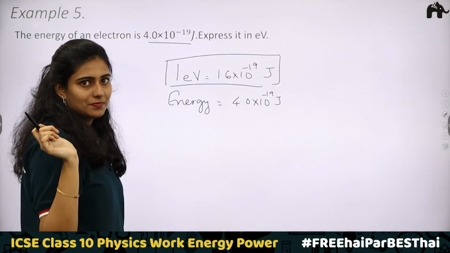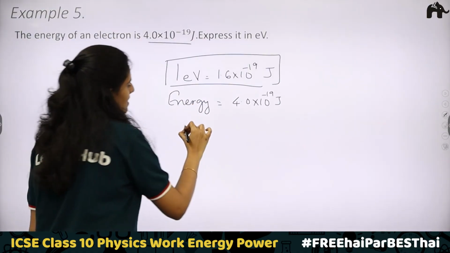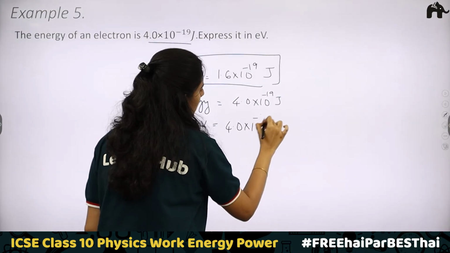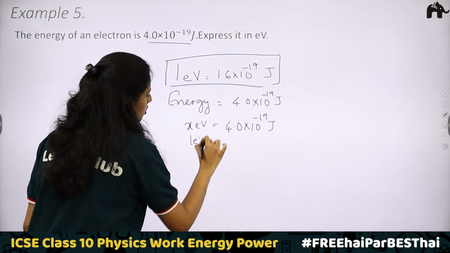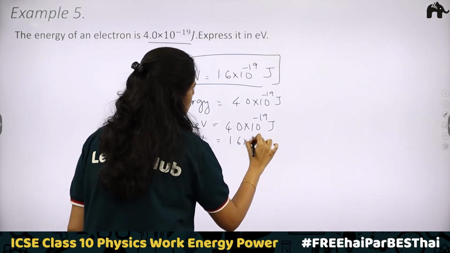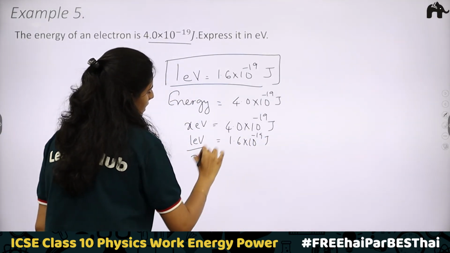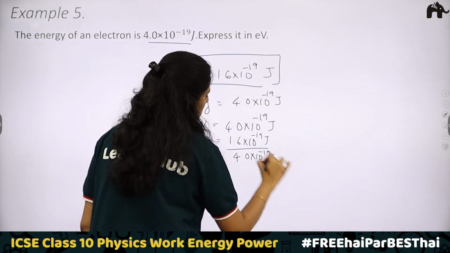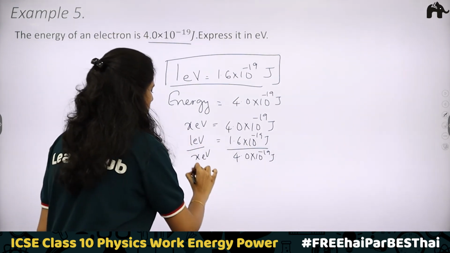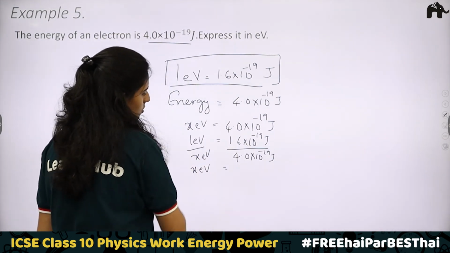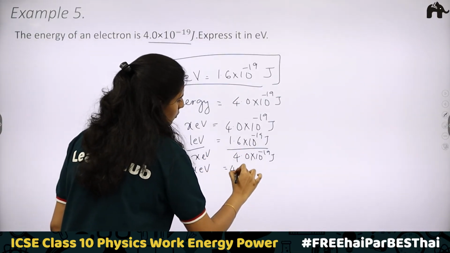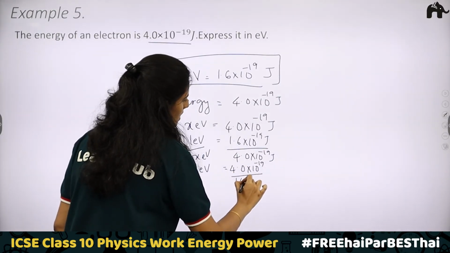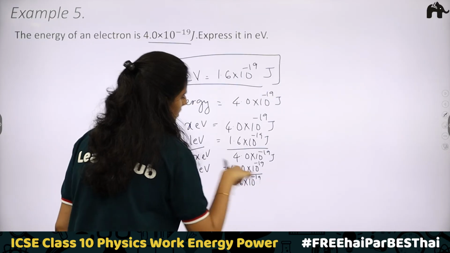How to find? Tell me. Let's take this as some x electron volt. Okay, x electron volt is equal to 4.0 into 10 raised to minus 19 joules. 1 electron volt is 1.6 into 10 raised to minus 19 joules. We are taking a ratio. To get what X is, cross multiplying, taking this to the opposite side, you will be getting 4.0 into 10 raised to minus 19 divided by 1.6 into 10 raised to minus 19.